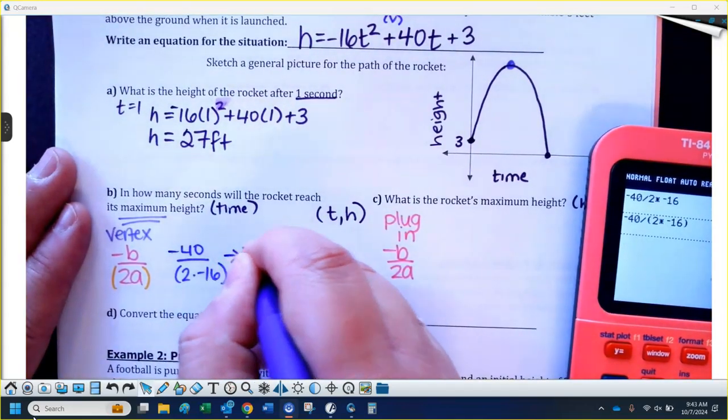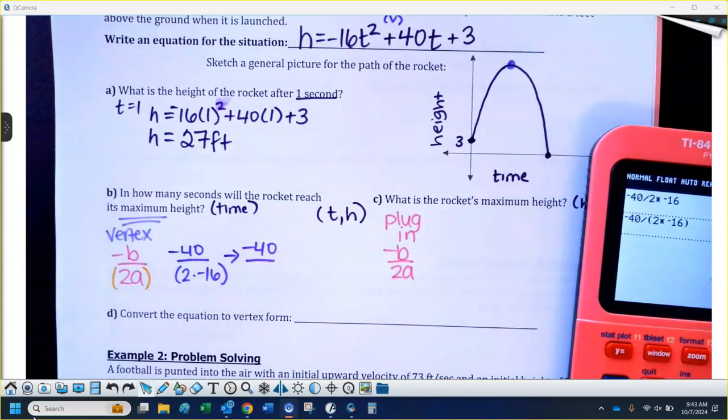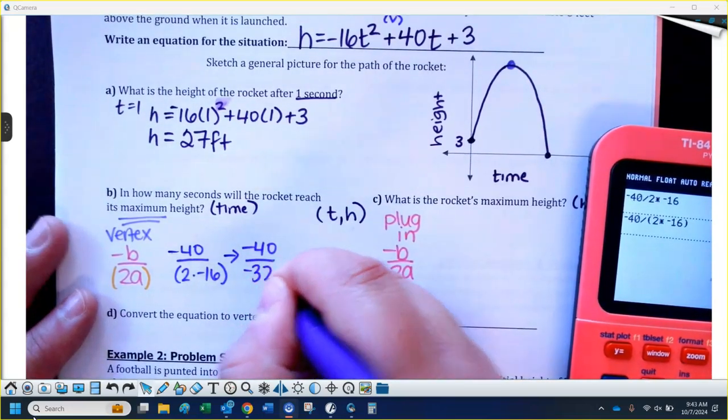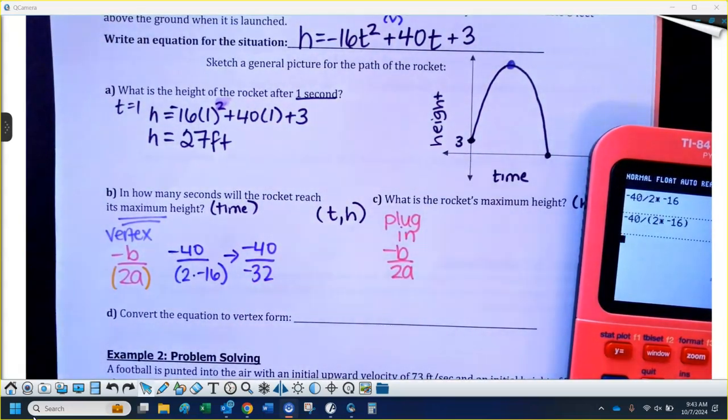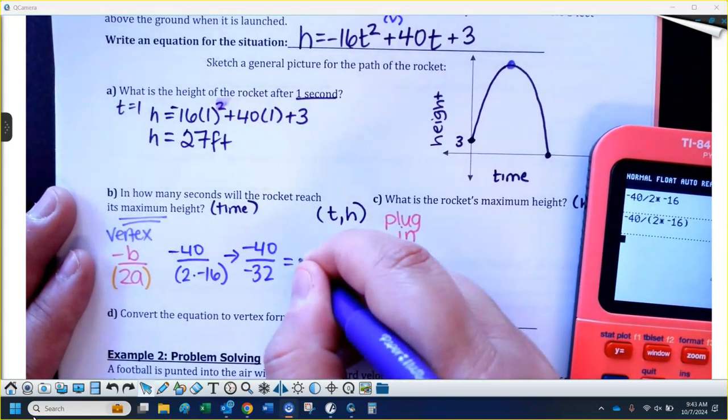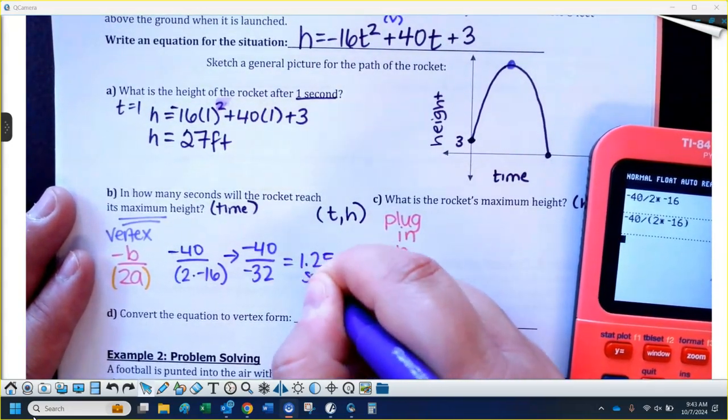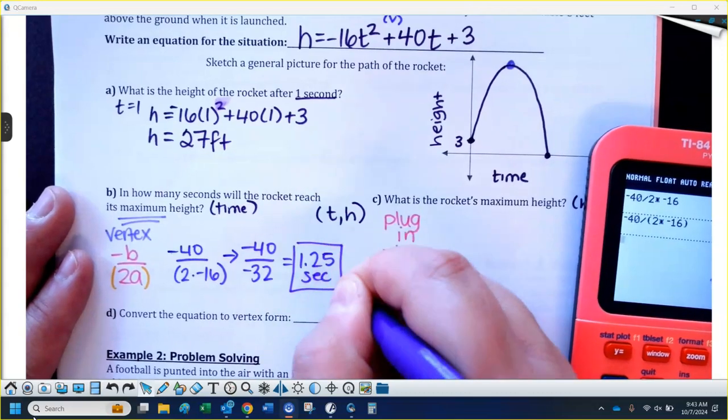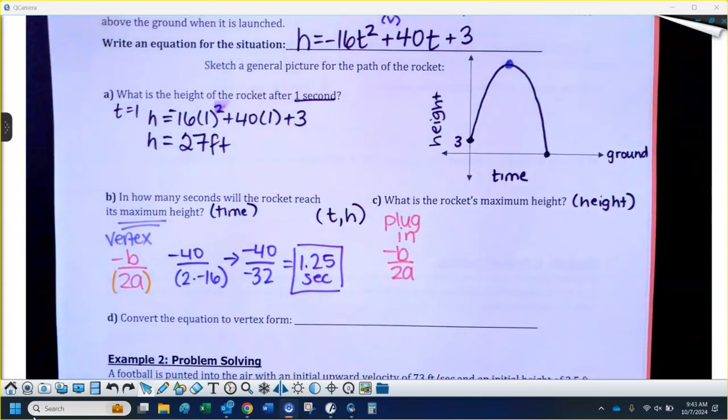What I usually do is go ahead and multiply 2 times negative 16, and then I would type it in my calculator there. The negatives are going to cancel each other out, so you should get 1.25 seconds. And that's the answer for part B there.